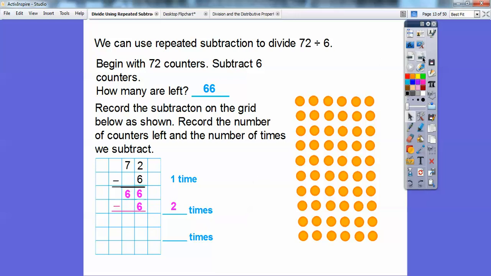Okay, so there we go. We took off another 6. Did you see that? There they were, and I'm going to take those off. So let's take off that 6. How many are left right here? Well, we can count these up, or just subtract. 66 minus 6 is now 60.